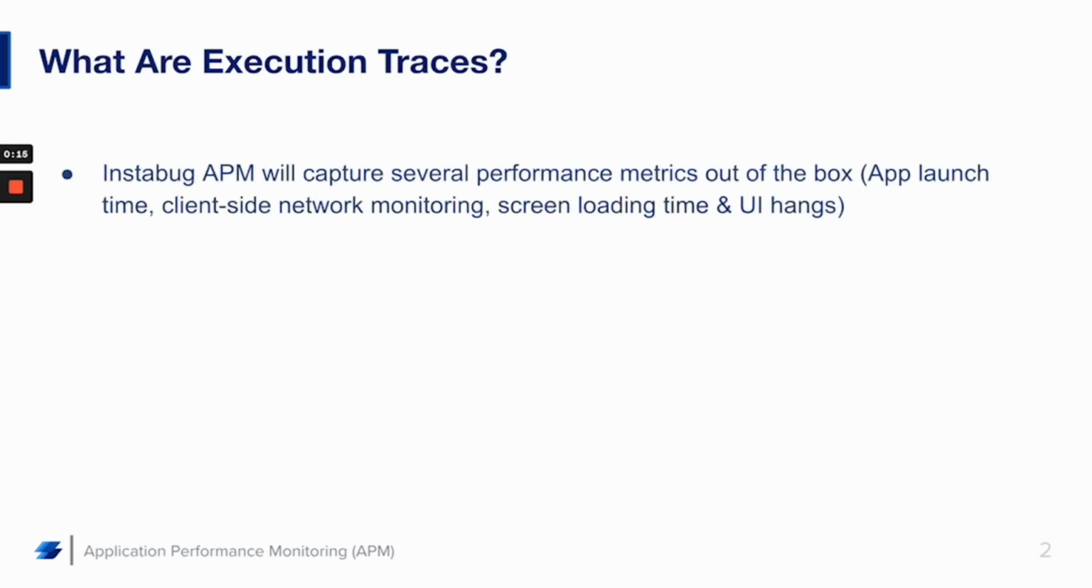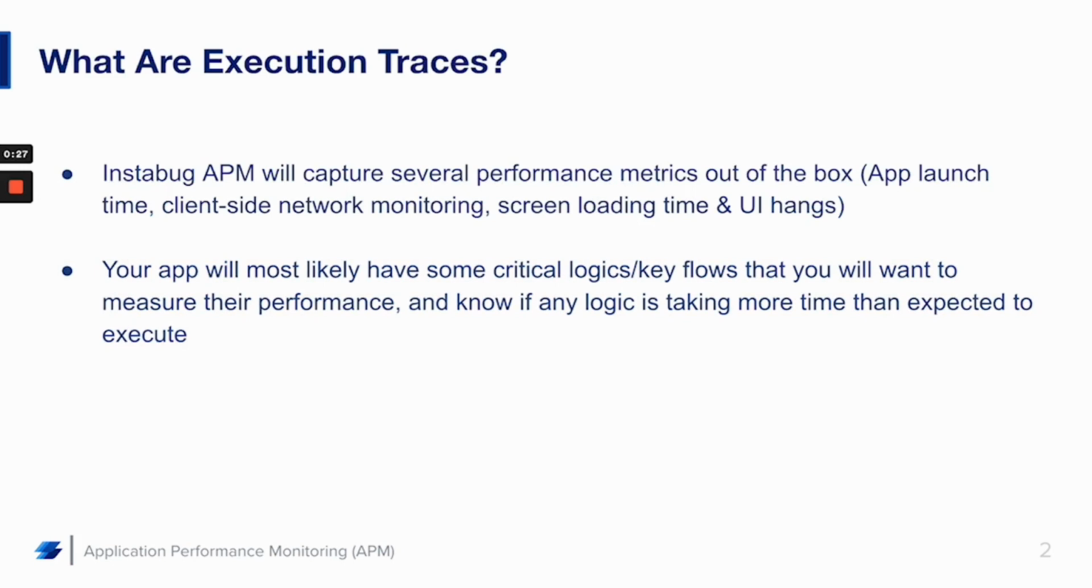So Instabug is going to automatically capture several performance metrics out of the box on your mobile app, such as app launch time, client-side network monitoring, screen loading time, and UI hangs. But most likely, you will have some critical logics or key flows in your app that you will want to measure their performance and know if any flow is taking more time than expected to execute. And that is when execution traces will become helpful.